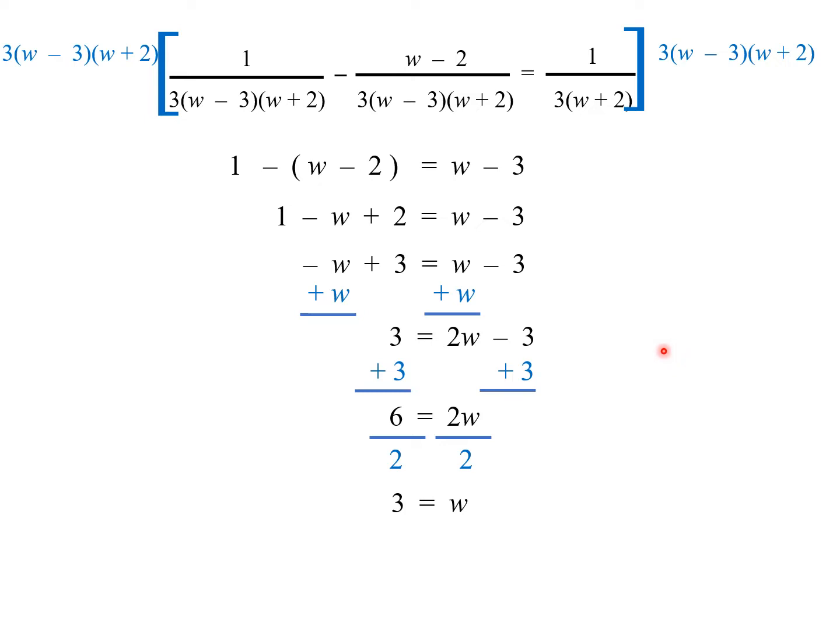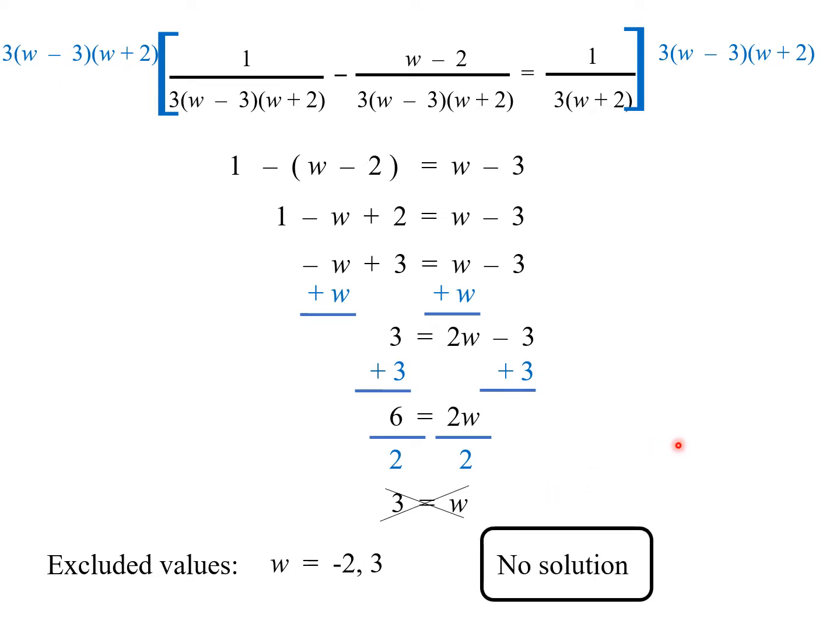Okay. All right. Now I'm going to ask, what is going to make the denominator 0? What are the excluded values? Well, the excluded values are going to be negative 2 and 3. Notice that 3 is one of those solutions, so we throw it away. What solution is left? Nothing. So the answer is no solution.